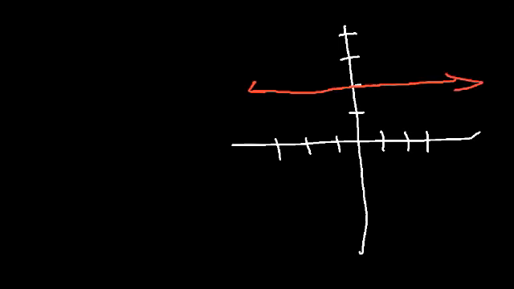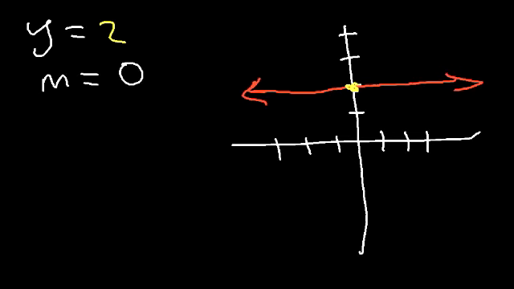What is the equation for this line? And also, what is the slope? The equation for a horizontal line is y is equal to a number. And it's wherever it intersects the y-axis, which is 2. So the equation is y is equal to 2. The slope for any horizontal line is always 0.